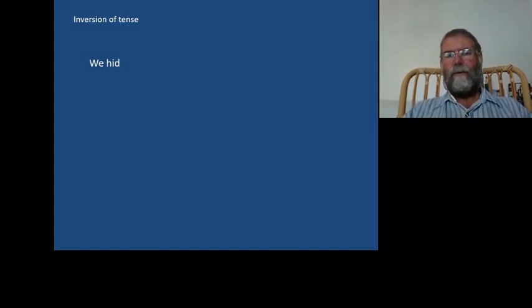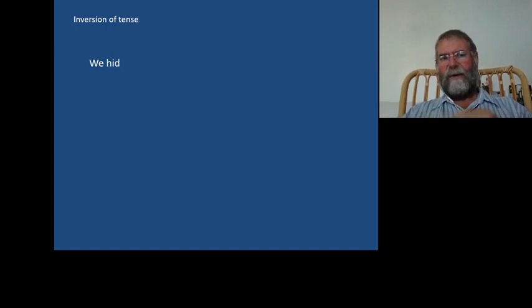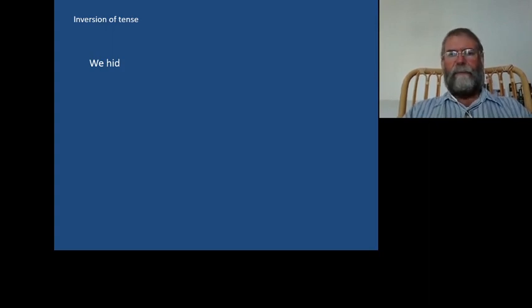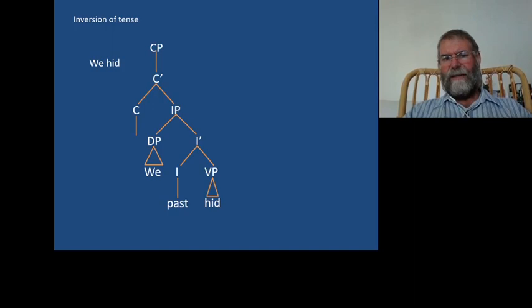What we've been looking at so far is cases of inversion where we have an auxiliary verb. But as we know, the inflection position doesn't have to be filled by a modal auxiliary. It can also be filled by a tense, and then we don't have an auxiliary verb. All we have is the subject and the verb, and the inflection itself is more abstract there. So we have "we hid." Now, the structure of this, as we know, is we've got this abstract past element in the inflection position. The subject and the verb phrase are the same.